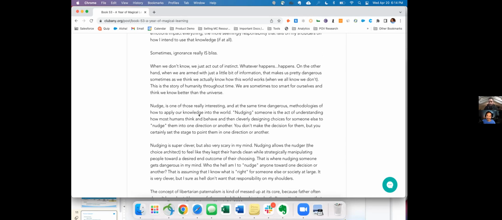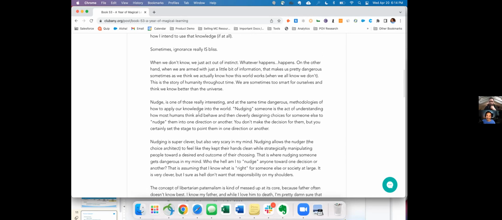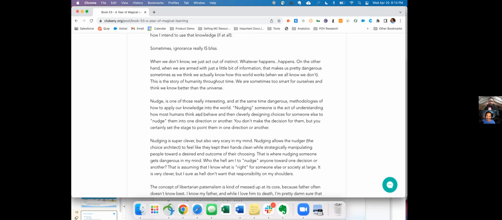But that said, though, nudge is one of those really interesting concepts, if you will, of how to build on that knowledge and how to apply that into the world. And nudging for me in particular, one of the reasons why I don't know that I love this book, is who am I to choice architect somebody else's life?